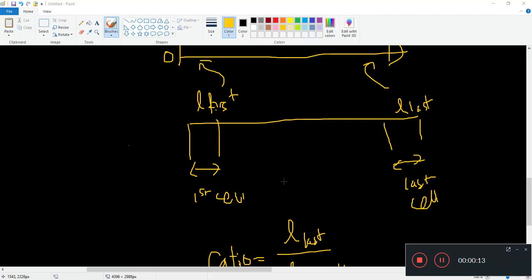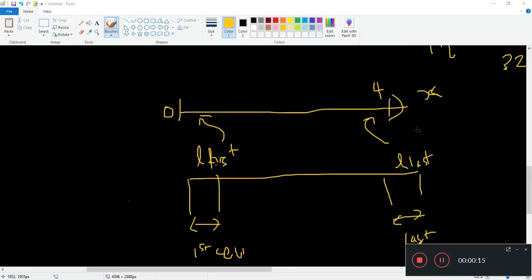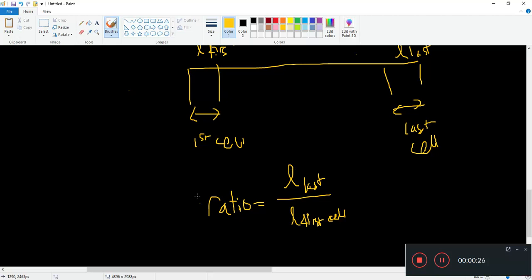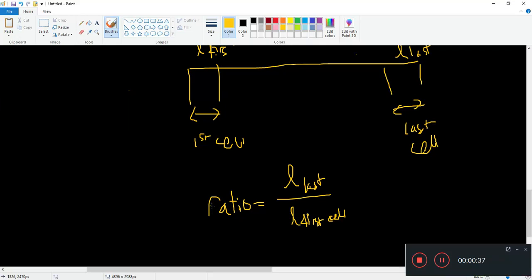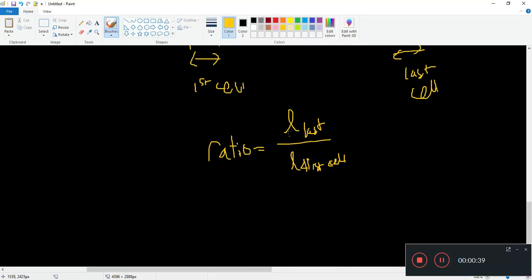In the last video, we were talking about how the last cell is determined by whichever cell has the greater x coordinate. And if you give it an expansion ratio, what we saw in the last video is that this expansion ratio in the x direction is 1. Then the ratio of the sizes of the last cell and the first cell will just be 1. There's no expansion there.